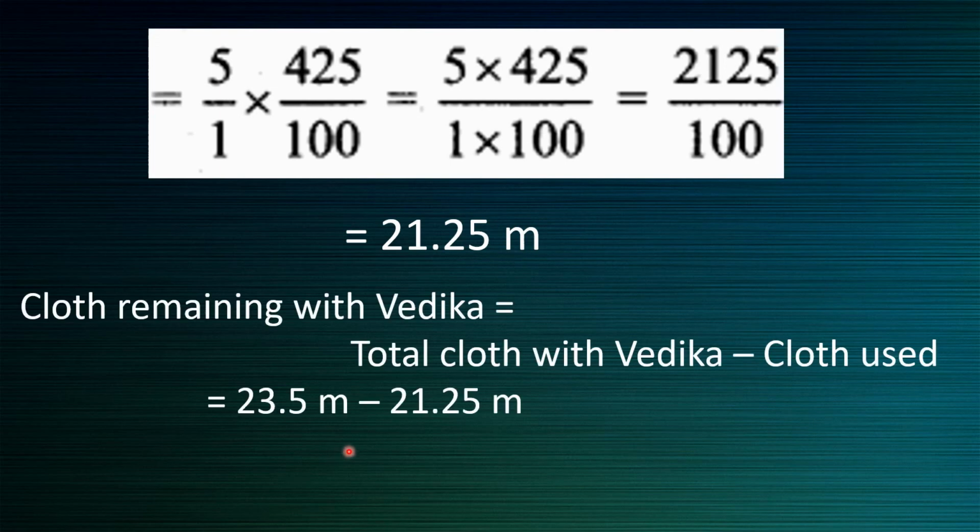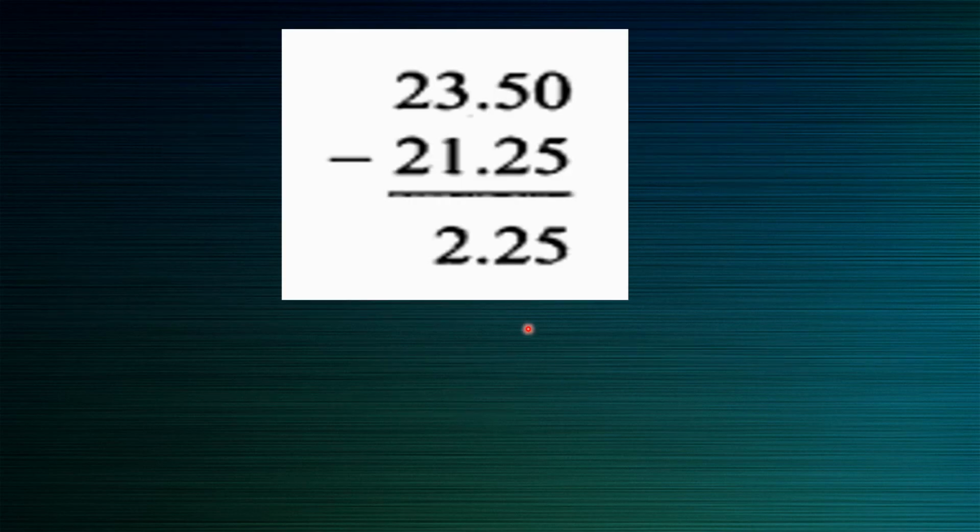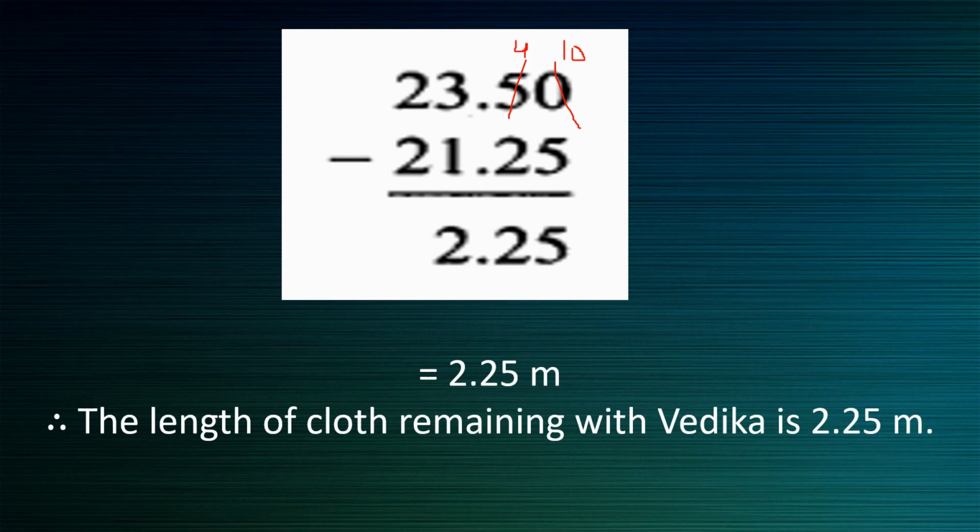So now cloth remaining with Vedika is equal to total cloth with Vedika minus cloth used. So here total cloth is 23.5 meter minus cloth used, that is 21.25. Now we will subtract this. So here 23.50 minus 21.25. So here you can see that we will borrow 1 from 5. So here 4 will remain. Here 10. So 10 minus 5 you will get 5. 4 minus 2 will get 2. Decimal point as it is we will write. 3 minus 1 you will get 2 and 2 minus 2 is 0. So your answer is 2.25. So the length of cloth remaining with Vedika is 2.25 meters.